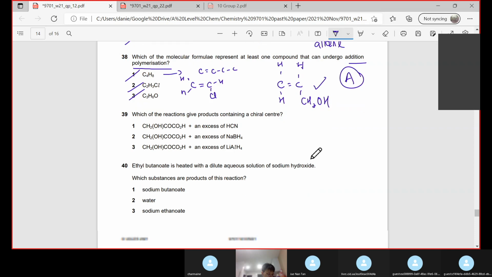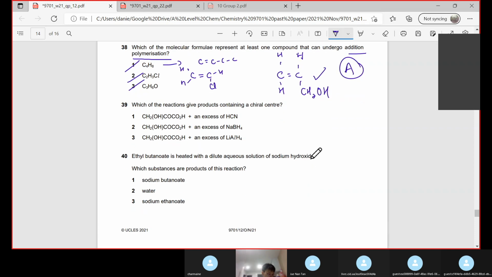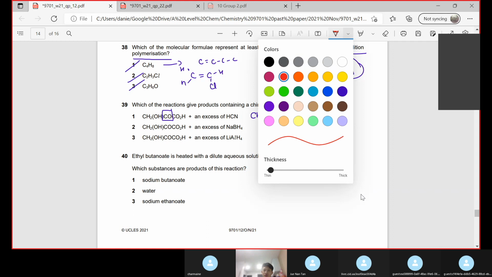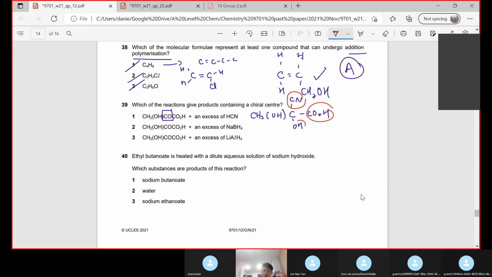Okay, 39. For 39, you need to draw the products that come out. Number 1, HCN will react with the carbonyl part here, C double bond O. So what we have here as the final product will be CH2OH, then C bonded to the CN, OH, then CO2H. 4 different groups of atoms, right? Okay, 1, 2, 3, 4. Totally 4 different groups. So A is our answer.